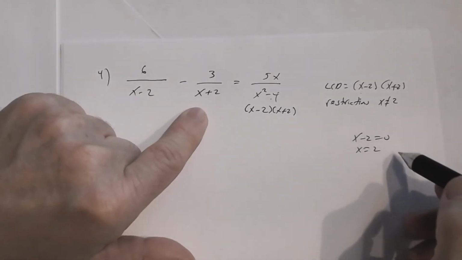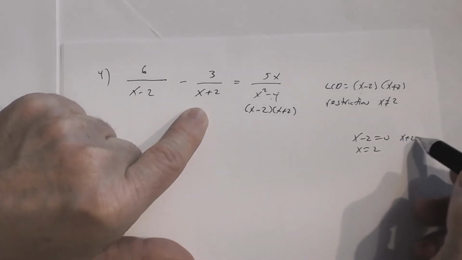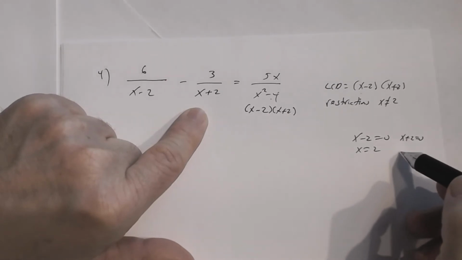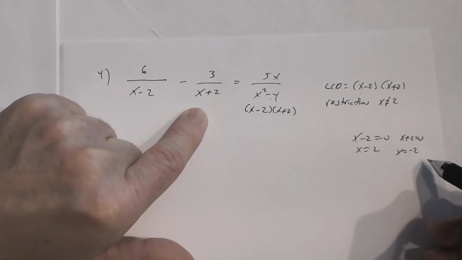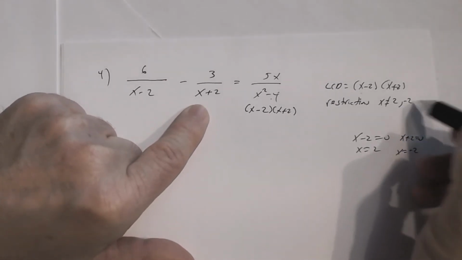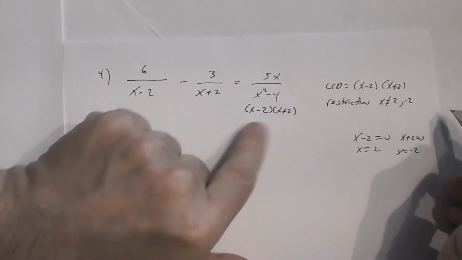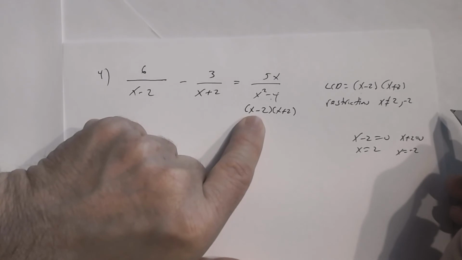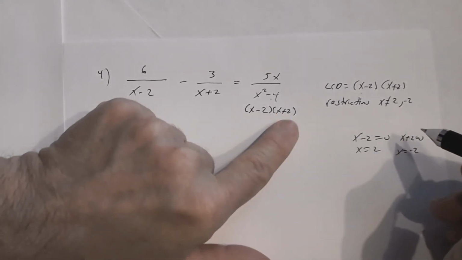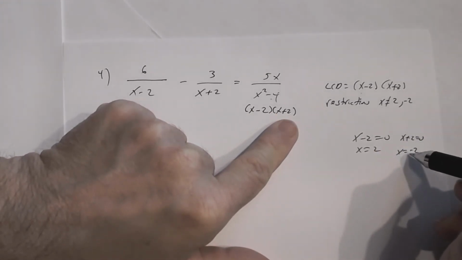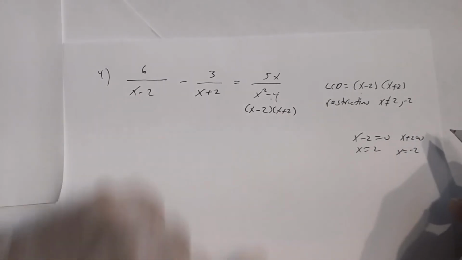The next one, x plus 2 equals 0. And then if I subtract 2 from both sides, I get x to be negative 2. So that's the other restriction. Then the next, you go on, you exhaust all your denominators. The next factor you see is x minus 2. I've already done that. The next factor you see is x plus 2. I've already talked about it. So those are the only 2 restrictions.